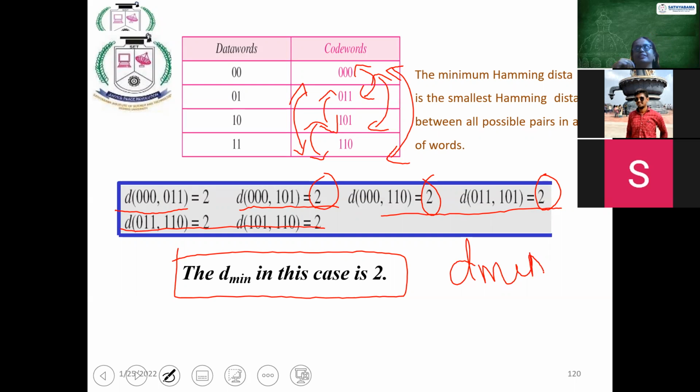Sometimes if your Hamming distance is 2 and you are also getting 3, what will be your minimum Hamming distance? You are getting 2 as well as 3. So what will be your minimum Hamming distance? The minimum Hamming distance is the average, ma'am. Not average. It's the smallest Hamming distance between all possible pairs in a set of words. If in one set you are getting Hamming distance as 2 and in another set you are getting Hamming distance as 3, the minimum Hamming distance is the smallest Hamming distance.